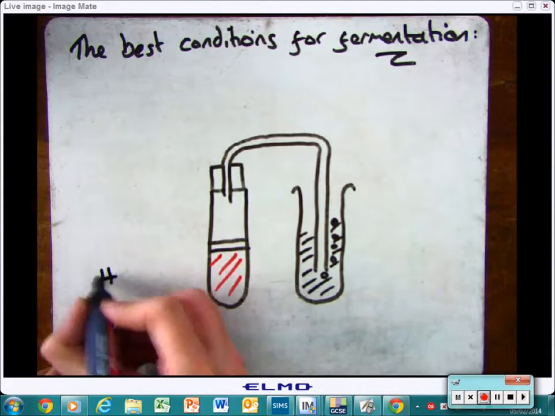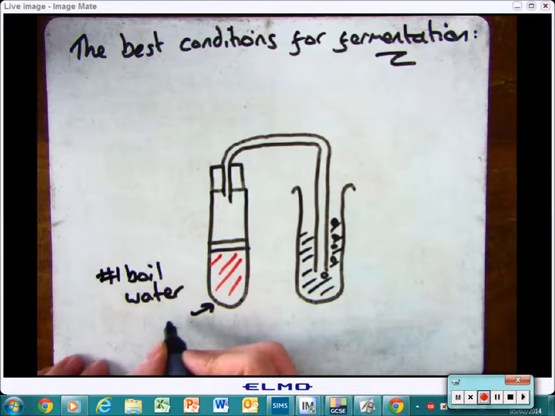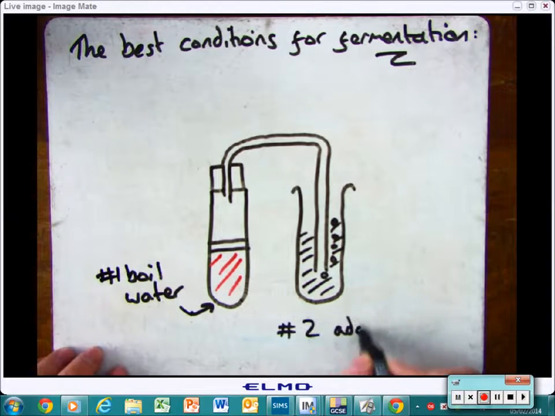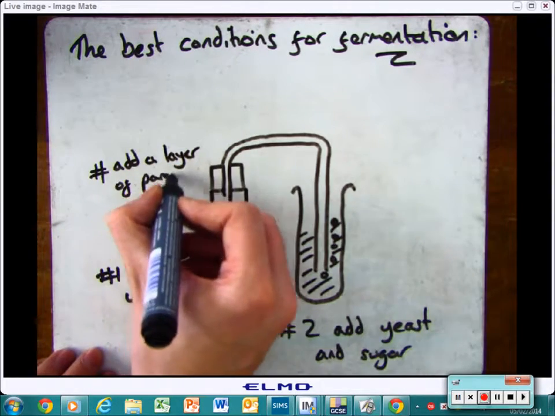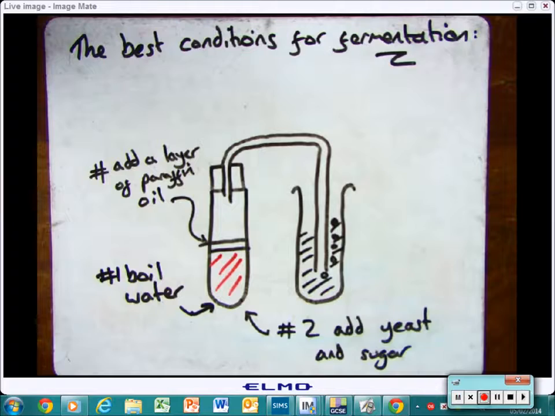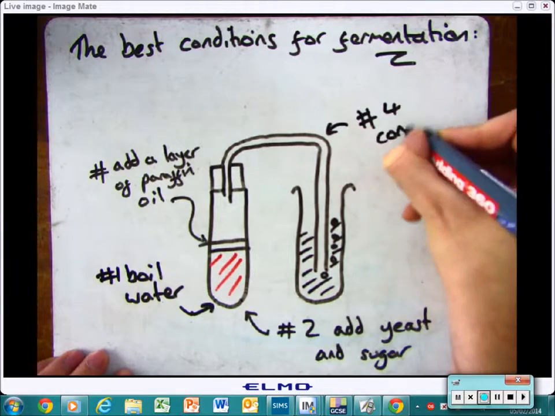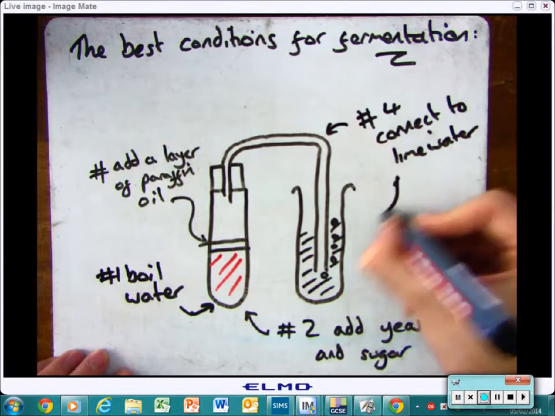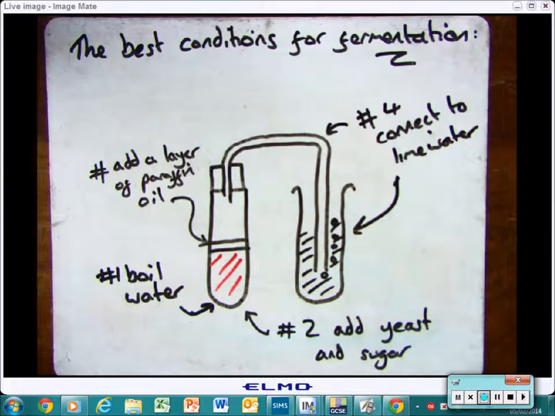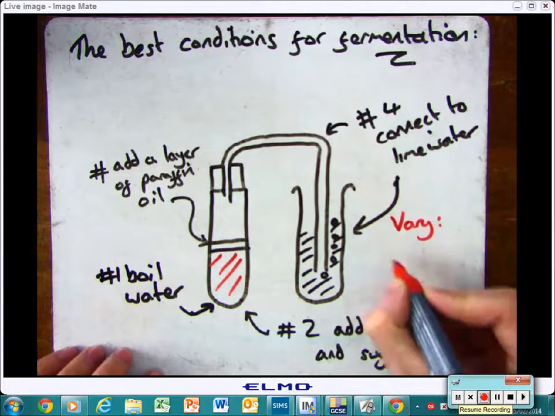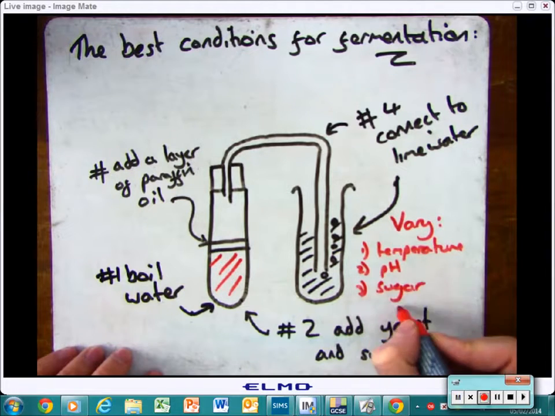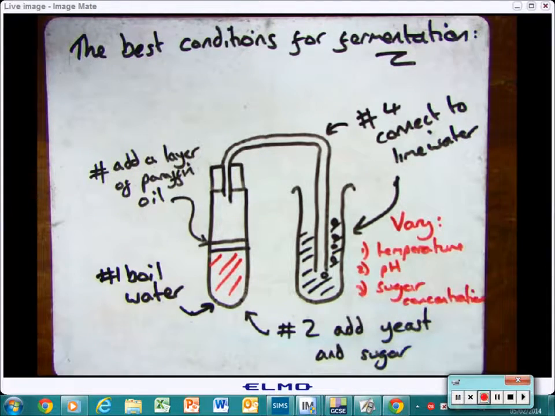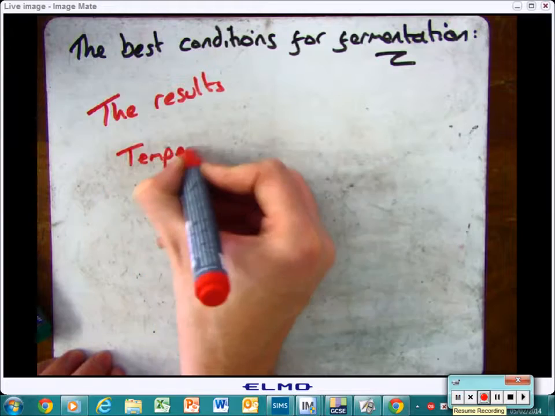So the first thing you do is you boil some water in a test tube. That gets rid of any dissolved oxygen, so it's only anaerobic respiration. You then add in your yeast and some sugar, and then add a layer of paraffin oil that stops any more oxygen from getting in. Then you get a delivery tube and connect it up to lime water, which will obviously go cloudy when carbon dioxide is present. You can then vary the temperature, the pH or the concentration of sugar and use this to count the bubbles produced to check the rate of production.